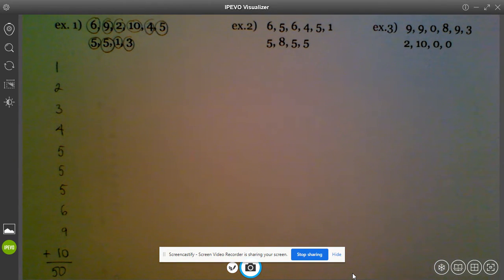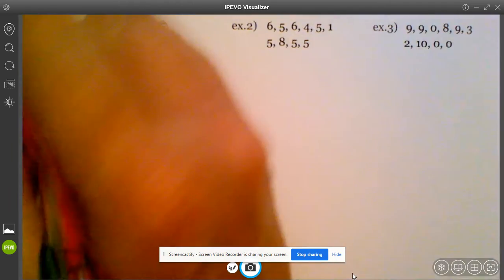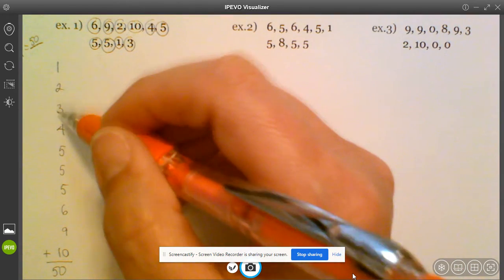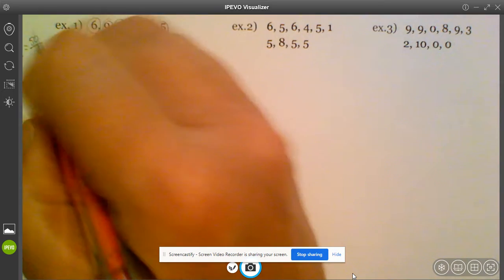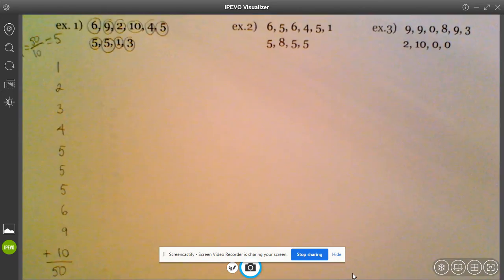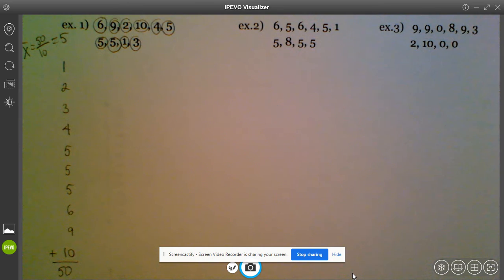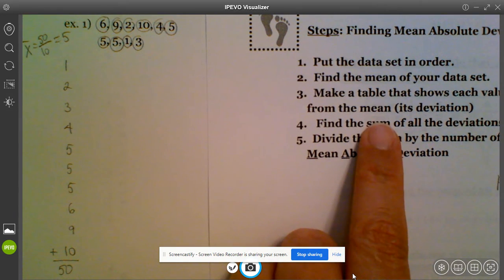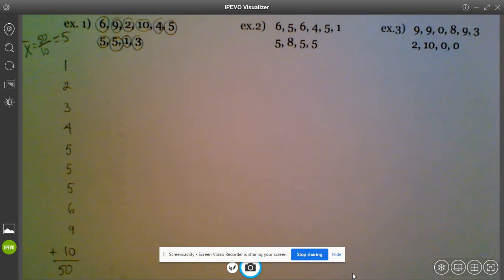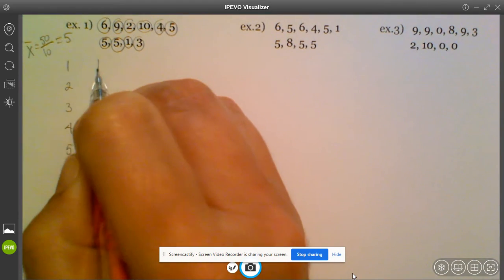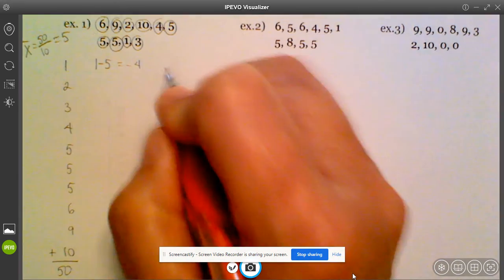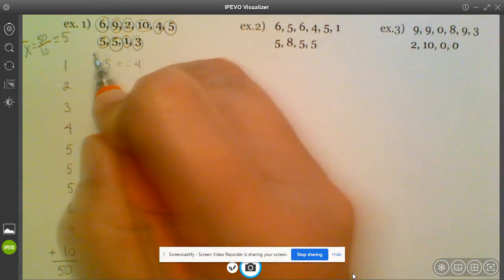Okay, and so to find my mean is 50 divided by 1, 2, 3, 4, 5, 6, 7, 8, 9, 10, divided by 10. So my mean here is 5. Okay, so I found the mean of my data set. Going to make a table that shows each value and how far it is from the mean. Okay, so I need to take 1 minus 5. That's -4. But all I really care about is its absolute value.